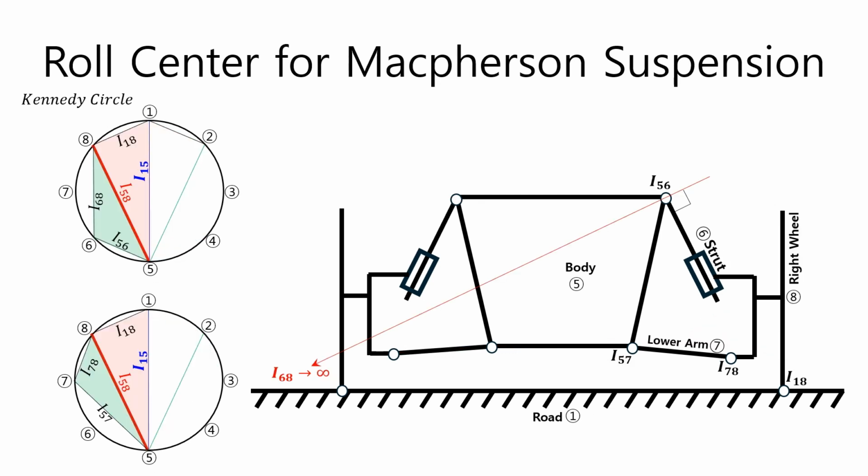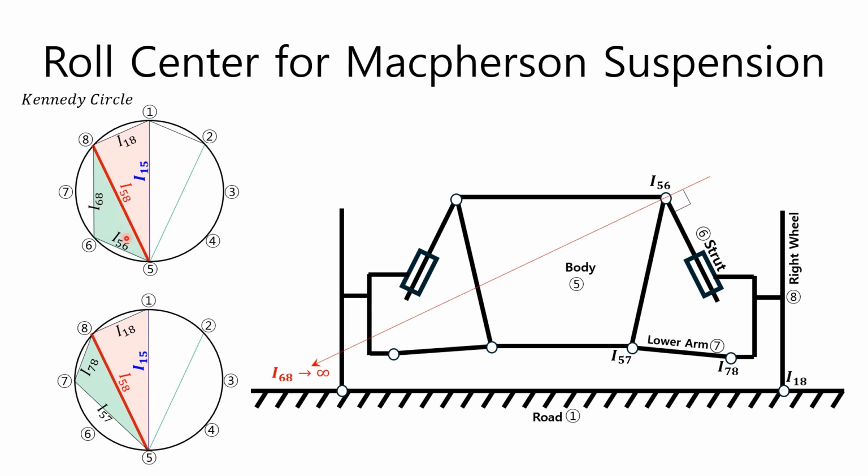Here we can find the instant center I58 in the same way we have seen above. The instant center I58 can be found in the upper left diagram of the Kennedy circle using triangle 568 and in the lower left diagram using triangle 578. In the upper left diagram of the Kennedy circle, the instant center I58 must be in a straight line with both the instant center I68 and the instant center I56.